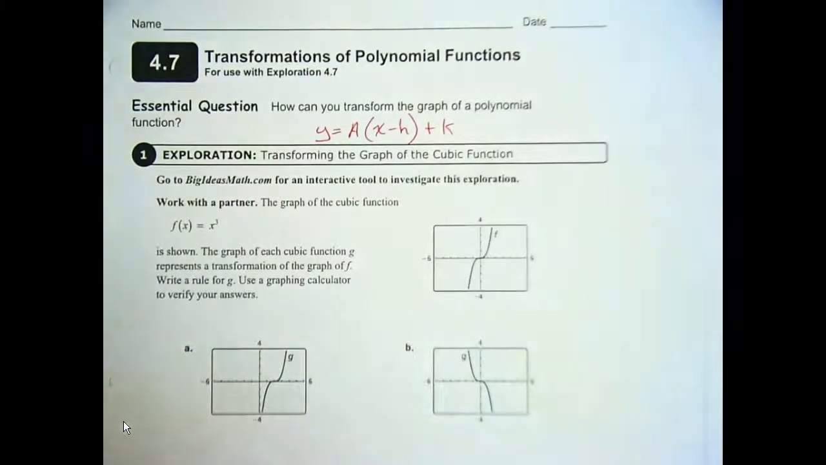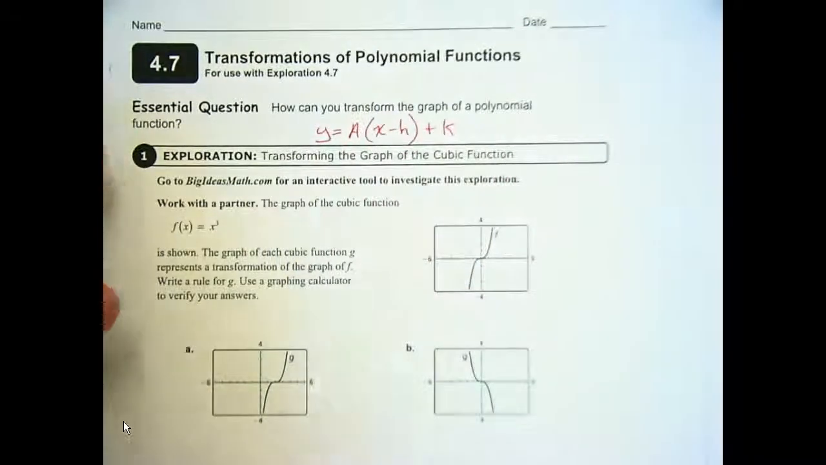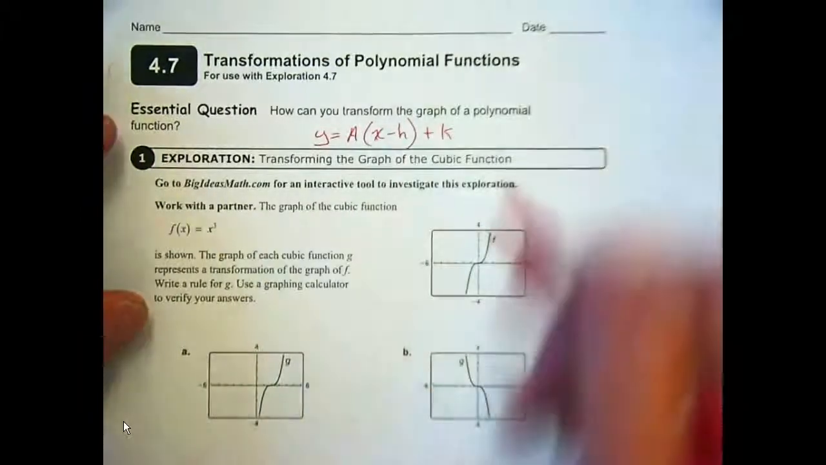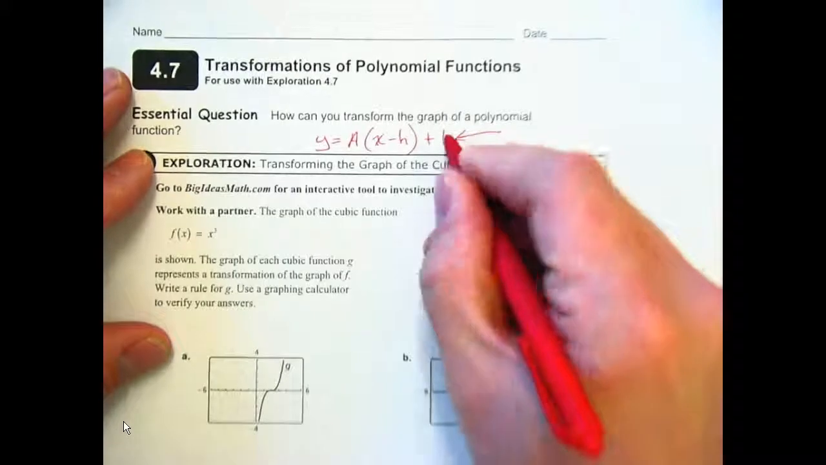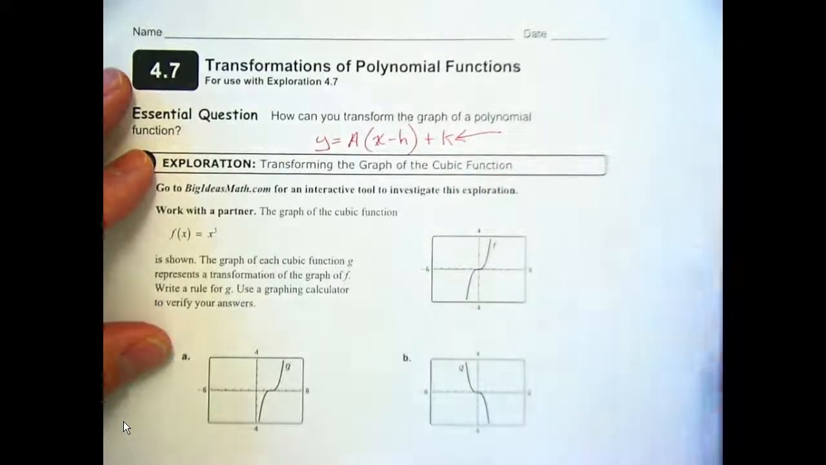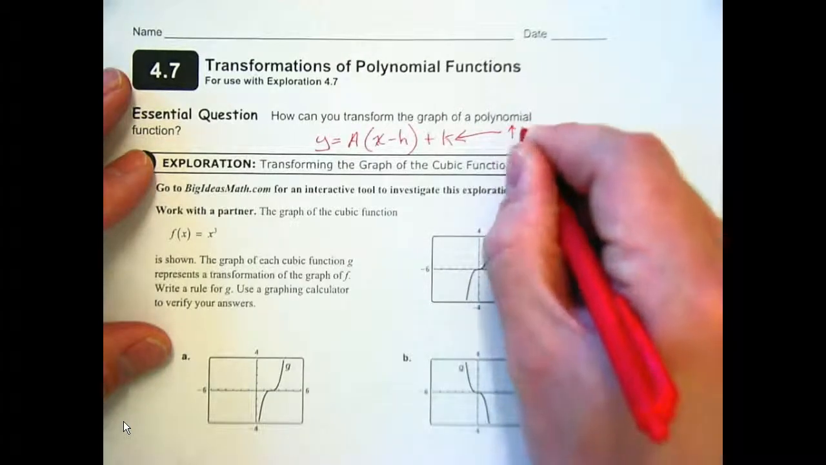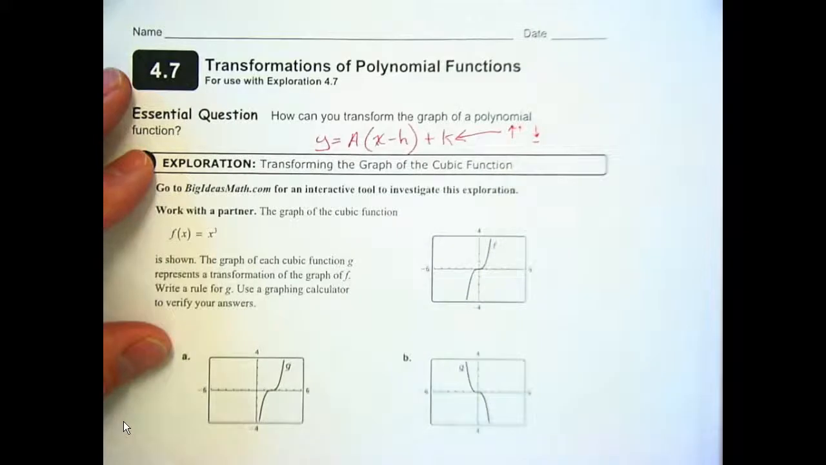Now that's a very generic form, but it helps us. It doesn't deal with the horizontal stretches or shrinks. It only deals with the vertical, the way I have it written out. If we're dealing with the horizontal, we have to do some other stuff inside the parentheses, which we'll get to a little later. But for now, what does k do? It moves it up or down. Up if it's positive, down if it's negative.